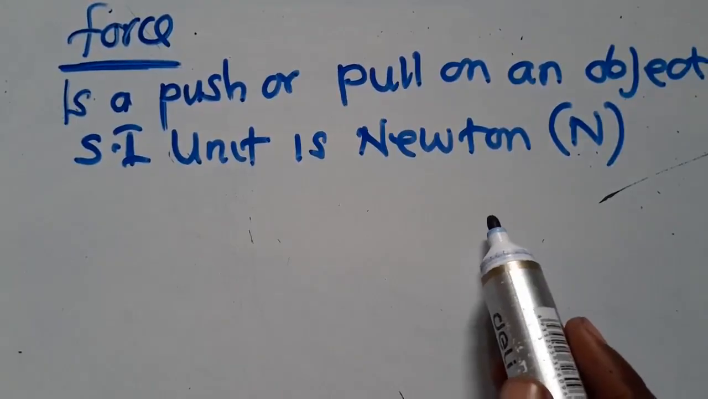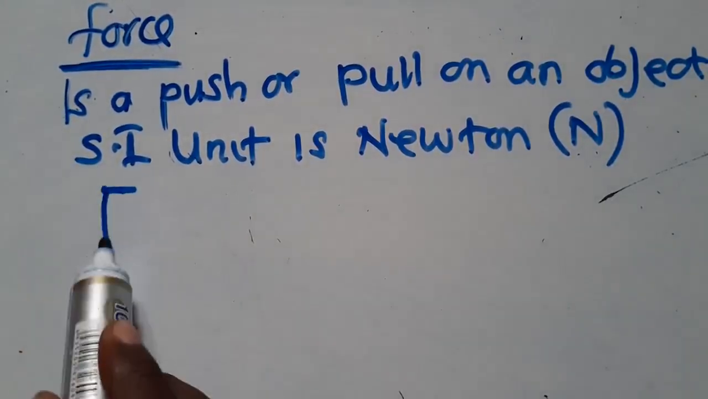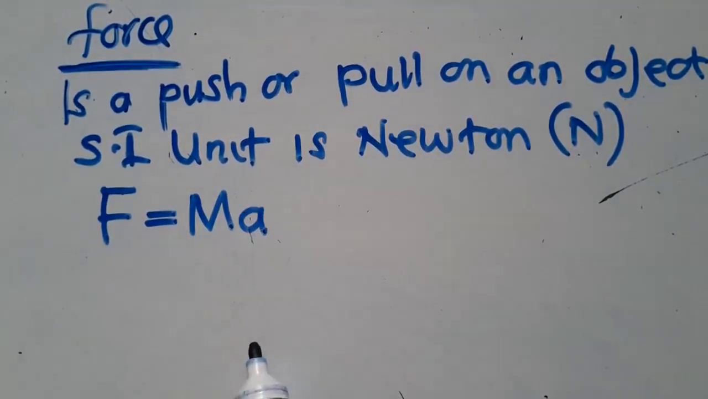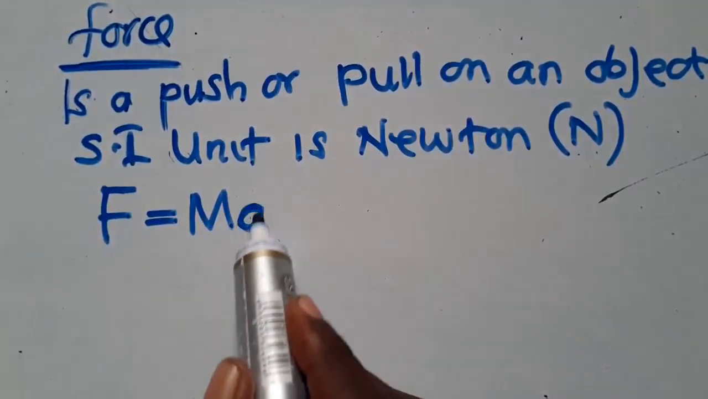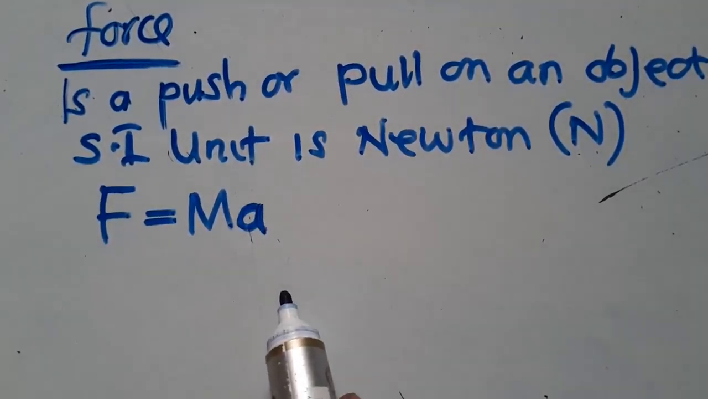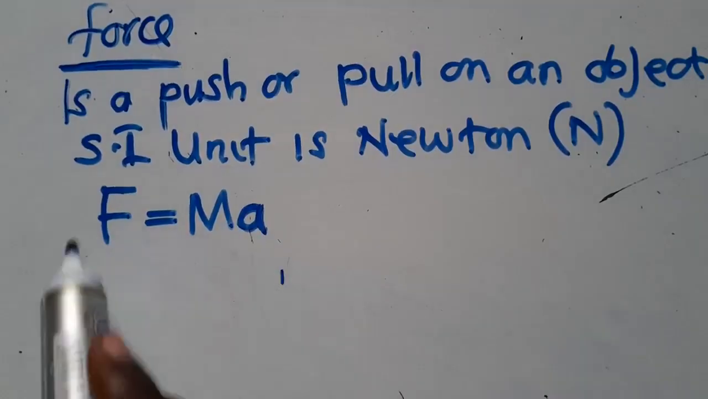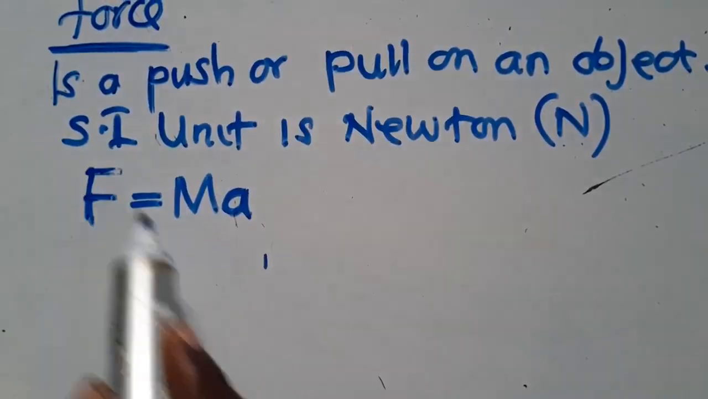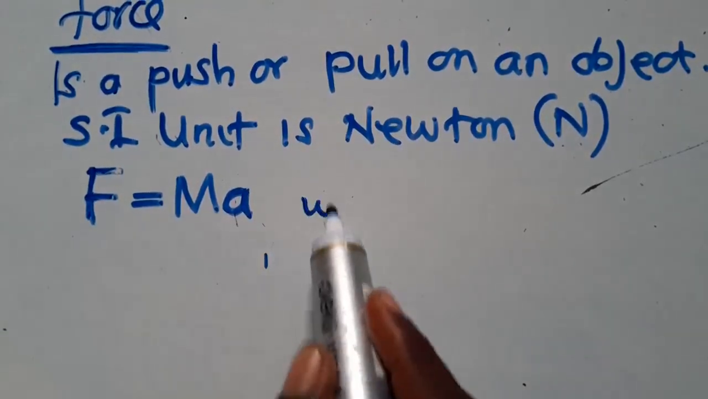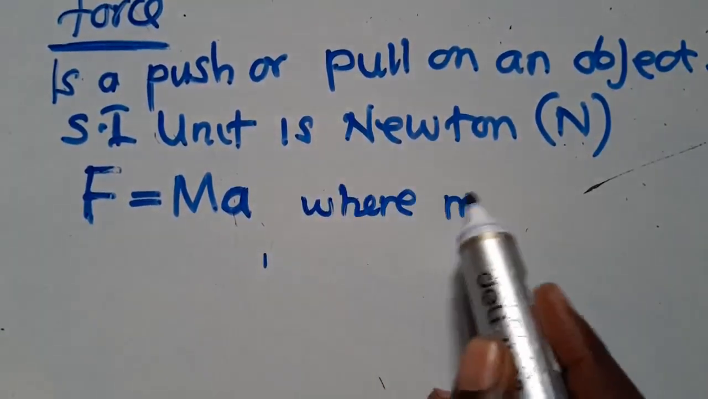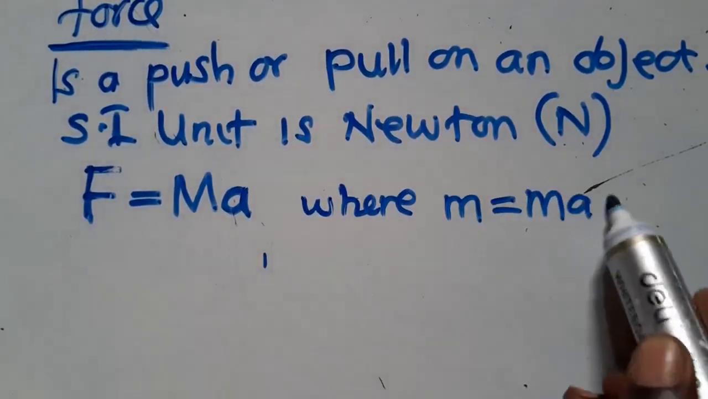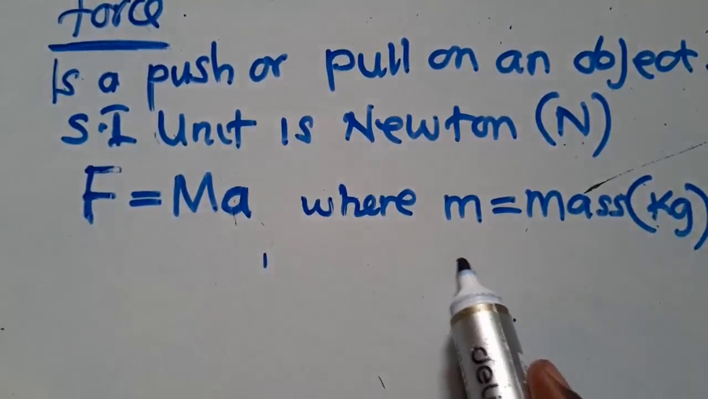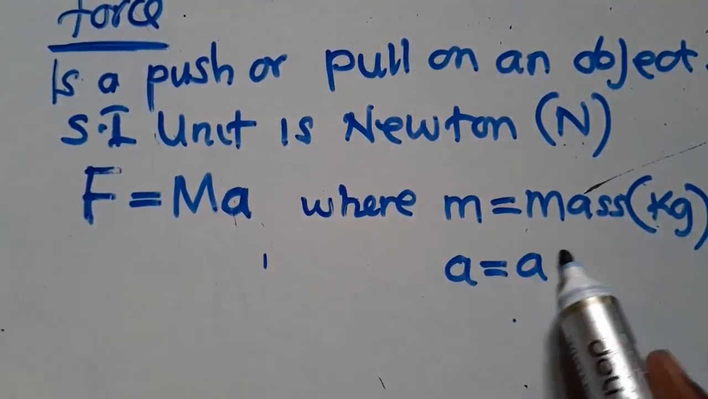What formula do we use? The formula is force is equal to mass times acceleration. This acceleration can be due to gravity. This is the formula that you need to know: force is equal to mass times acceleration, where M is the mass, in kgs, don't forget, and A is acceleration.